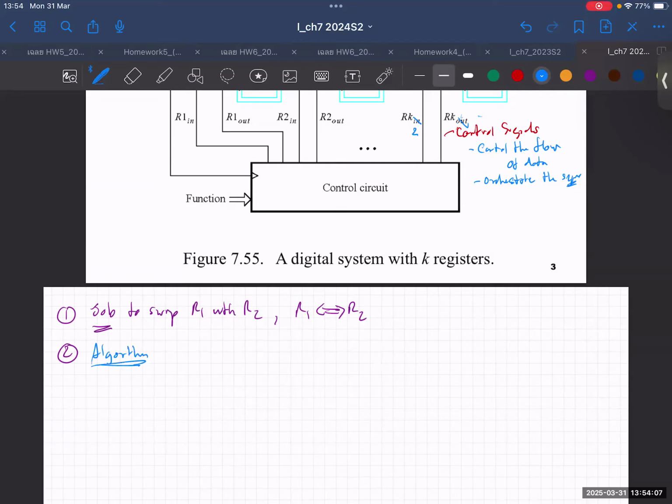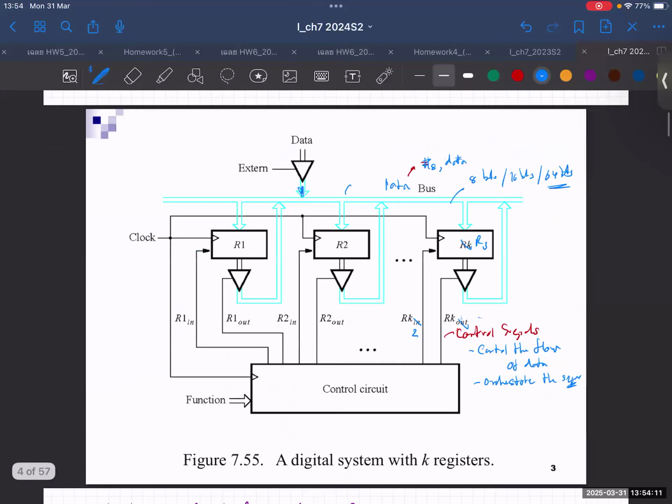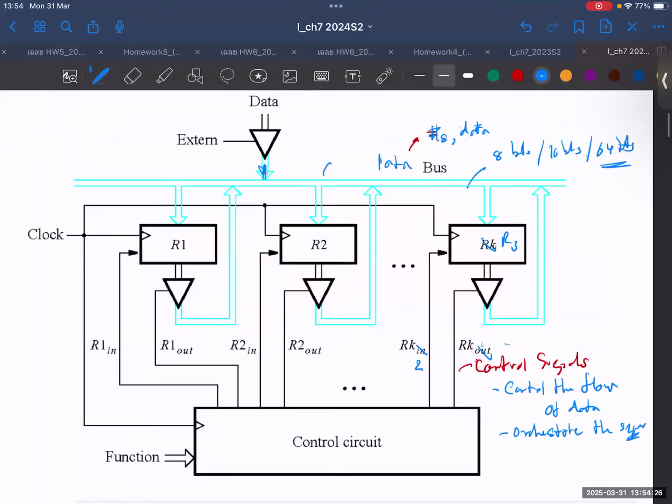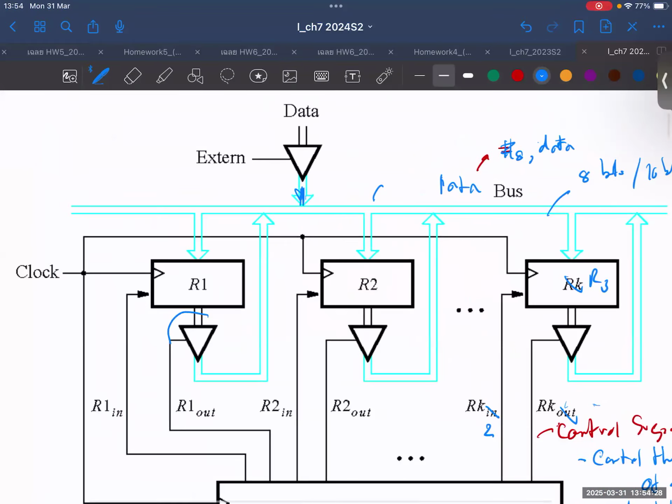What is the algorithm then? Can you just move R1 to R2? You can't, right? Because you have just one bus, and with one bus, if you are not careful, you can lose the data inside. Let me explain this a bit. You understand what these things are, right? You still remember what these are?